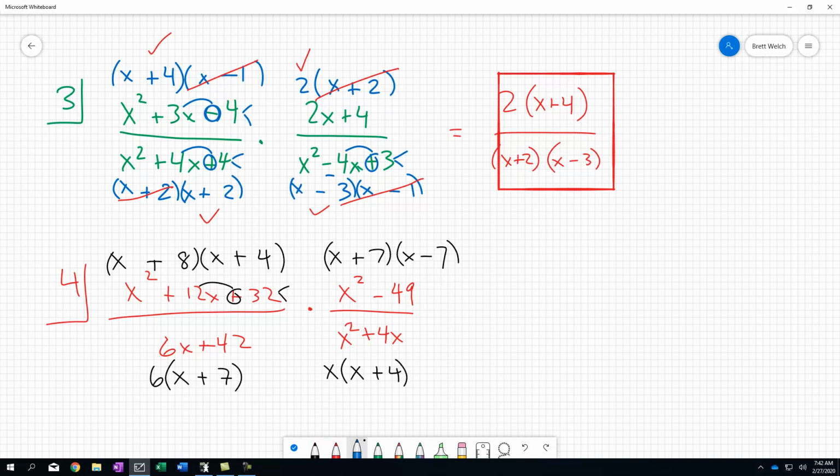Going through looking for cancellation. X plus 8 doesn't cancel, but x plus 4 does. X plus 7 cancels, but x minus 7 doesn't. So I have x plus 8 times x minus 7 all over 6 and x.